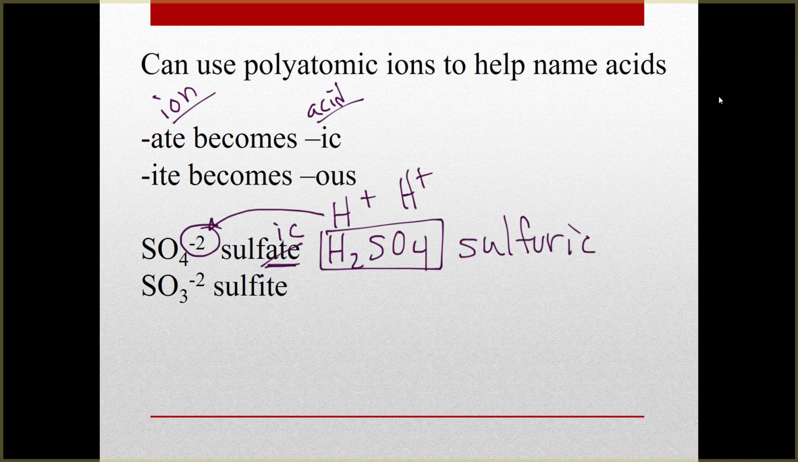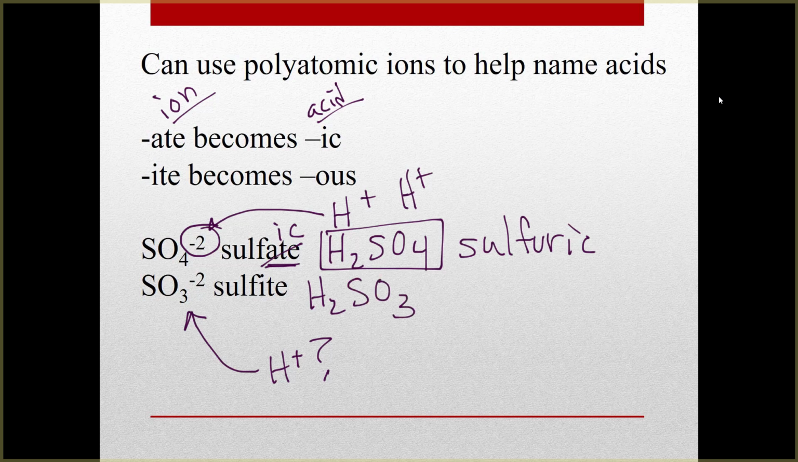So in this case, we use the whole name of the nonmetal and just tack on that ic. So again, ate becomes ic, and we add enough hydrogens to make it neutral. Let's look at the next one. So we have sulfite. How many hydrogens will I have to add to make it neutral? And the answer is 2, because each of them is +1. So +2 would cancel out that -2. So this one's going to be H2SO3.